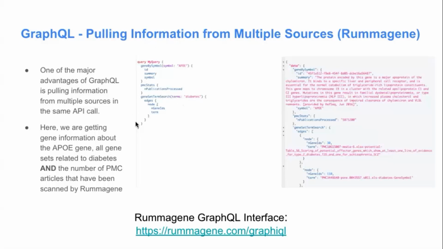After sending in this query, we see that the response that we get is just a single response that contains all the information that we requested when we were sending this query. Here we can see that we're able to get the gene information, the number of articles that have been scanned, and also all of those gene sets that are related to the term diabetes.